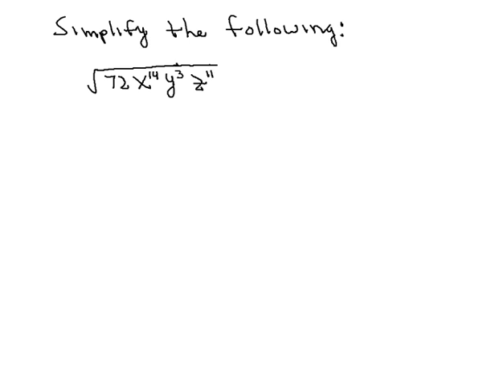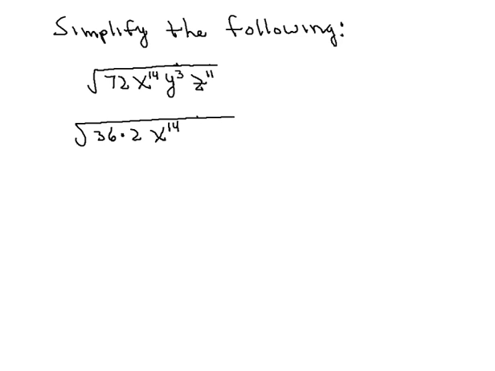Now if we look at 72, we want to find a factor of 72 that's a perfect square, and we would like the largest perfect square factor, and that will be 36. We can rewrite then 72 as 36 times 2. Now x to the 14th already is a perfect square because that power is divisible by 2, so we leave that alone.